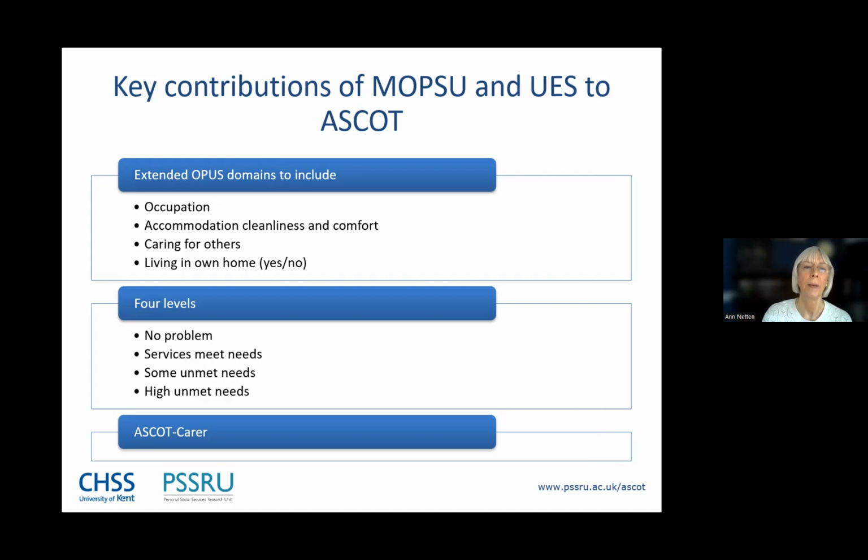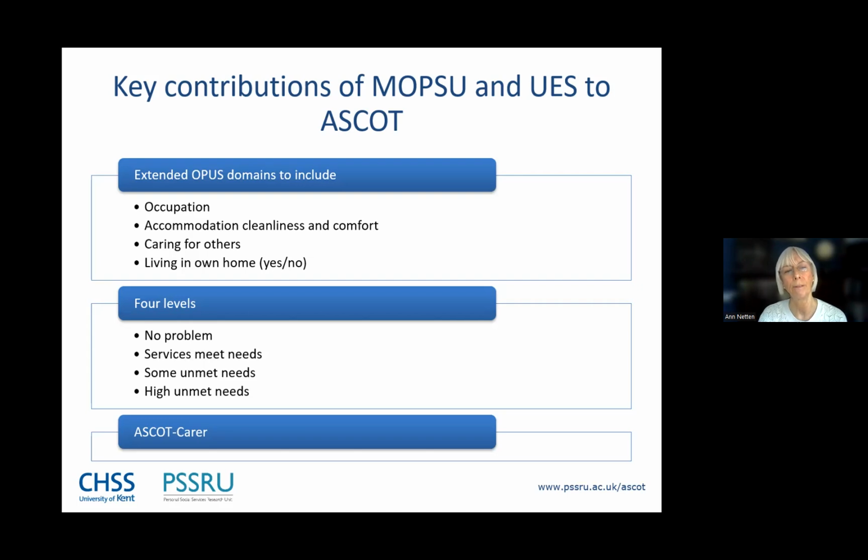We have got the OPUS domains, so we included now occupation, because that was important for younger adults, accommodation and cleanliness and comfort, which is what their services were also including. And we identified the measure of caring for others, which was one of the things younger adults wanted to be able to do and to be able to facilitate. We also identified the issue of living in your own home. Quite often people say, I want to stay in my own home. This is true of older people as well. But we didn't have this as an ordinary domain. We kept this just as, are you living in your own home, yes or no?